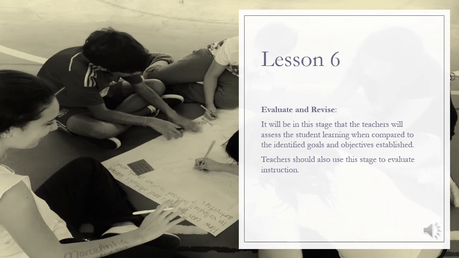And lesson 6 is the E in Assure. That is, evaluate and revise. It will be in this stage that the teacher will assess the student's learning when compared to the identified goals and objectives established. Teachers should also use this stage to evaluate the instruction. Always remember that evaluation is an important component in any instructional design model or process.